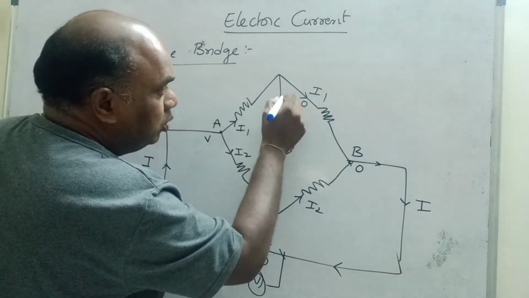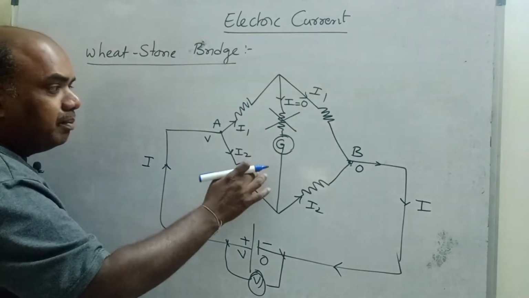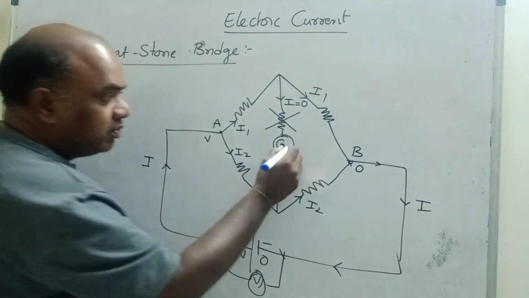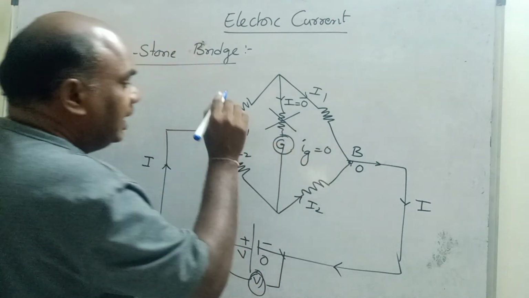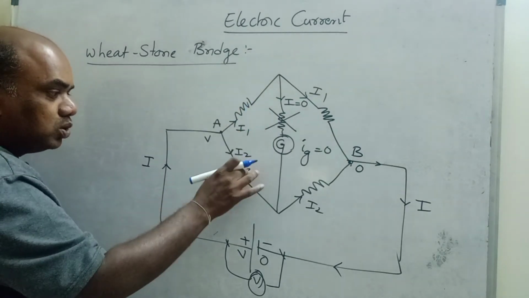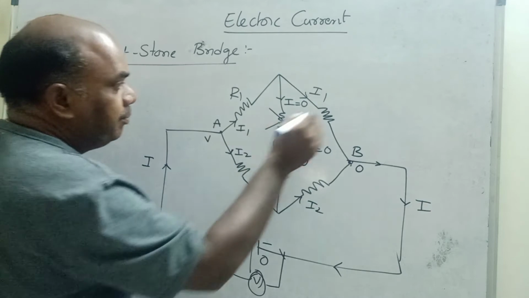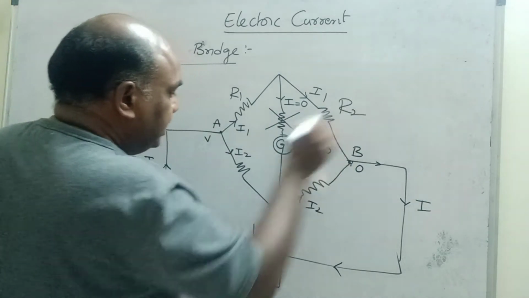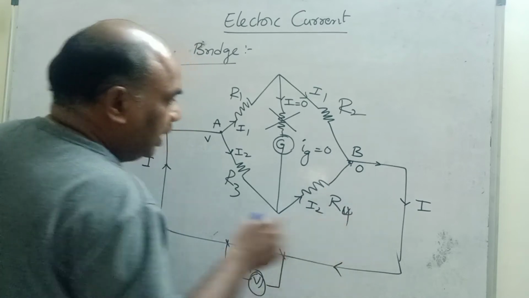That means no current flows in this resistor because it is balanced. This condition is satisfied if the current in the galvanometer is 0, only when the ratio of these 2 resistors is equal. Let this resistance be R1, this resistance R2, this resistance R3, this R4. Understand, children?